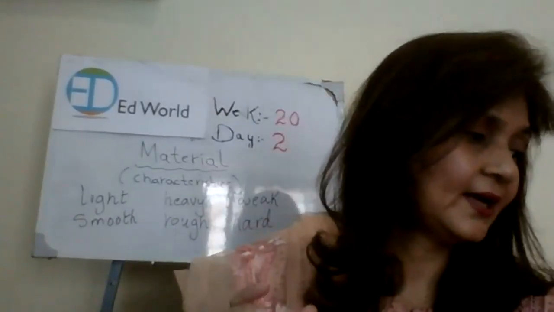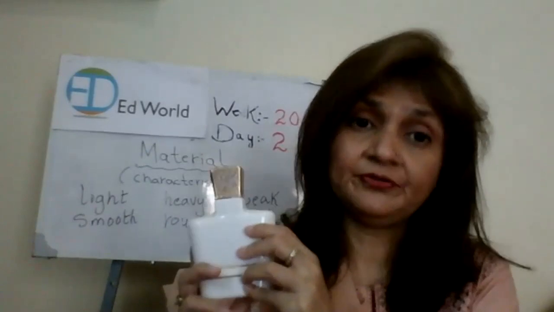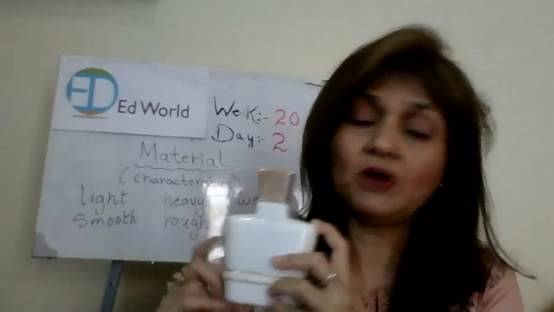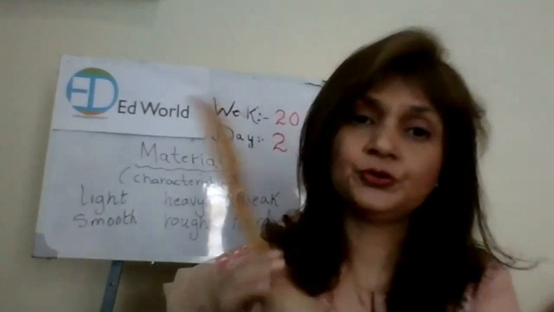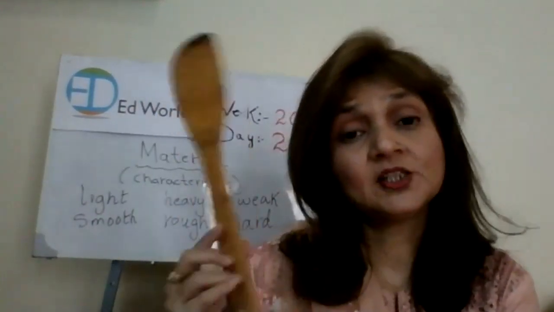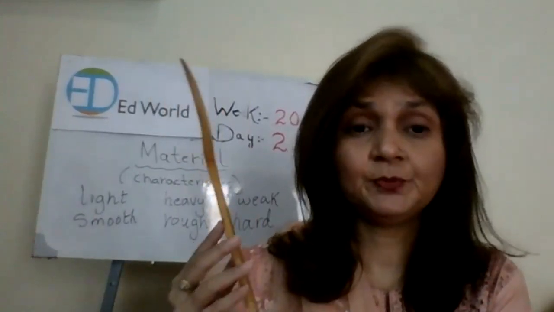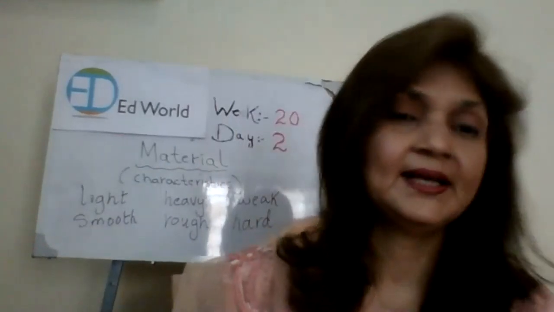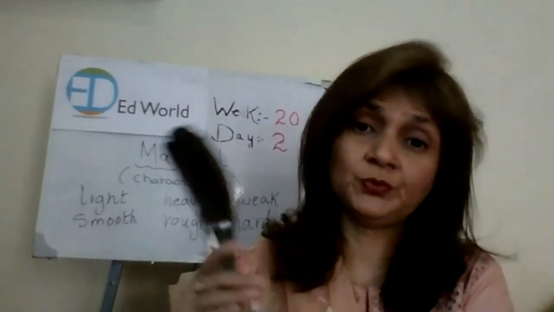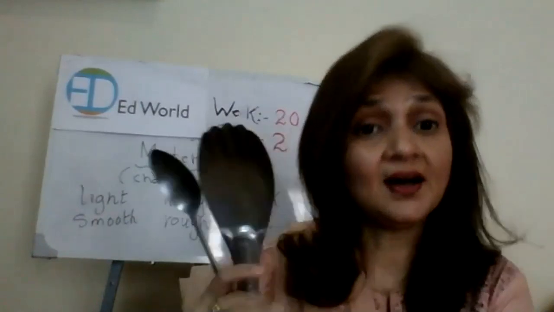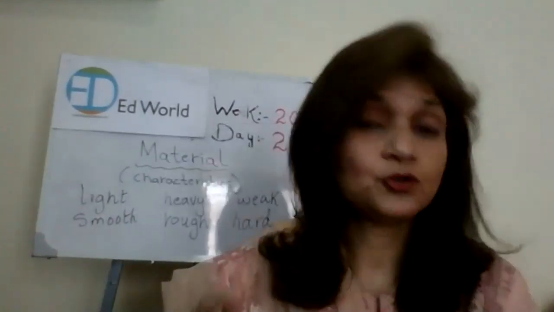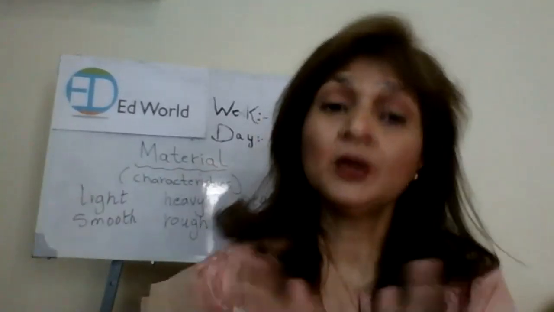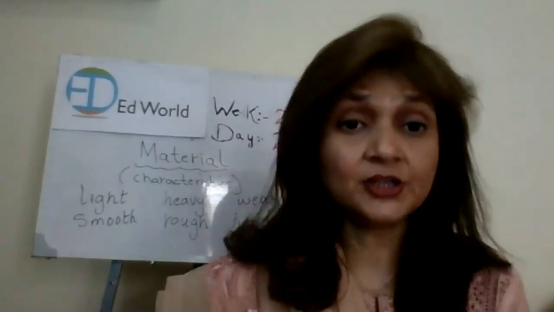Got it? Then I've shown you this perfume. So it's heavy and smooth, the properties of the perfume. Then I've shown you this wooden spoon. Again, wooden spoon, the properties will be light and rough. Then I've shown you this metal spoon. It would be hard and heavy. So these were the different things made from different materials and their properties. So I hope it's clear to you all.